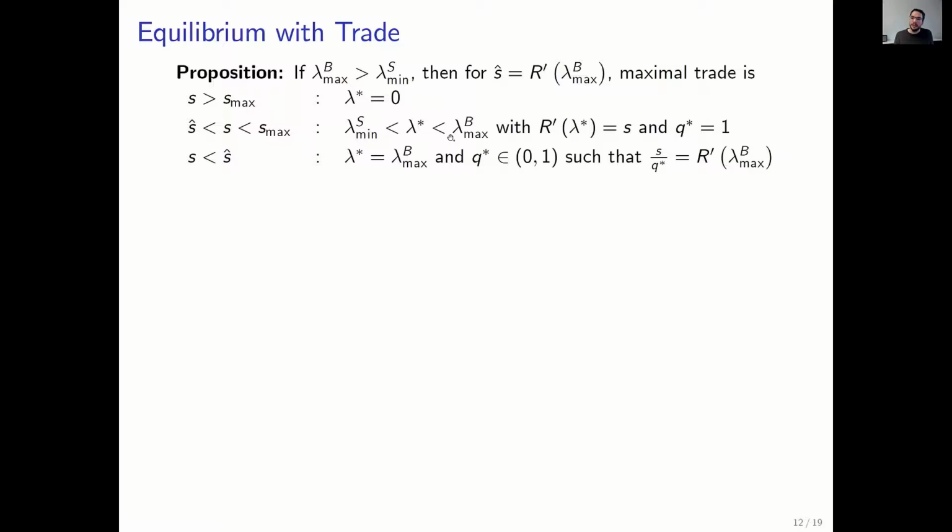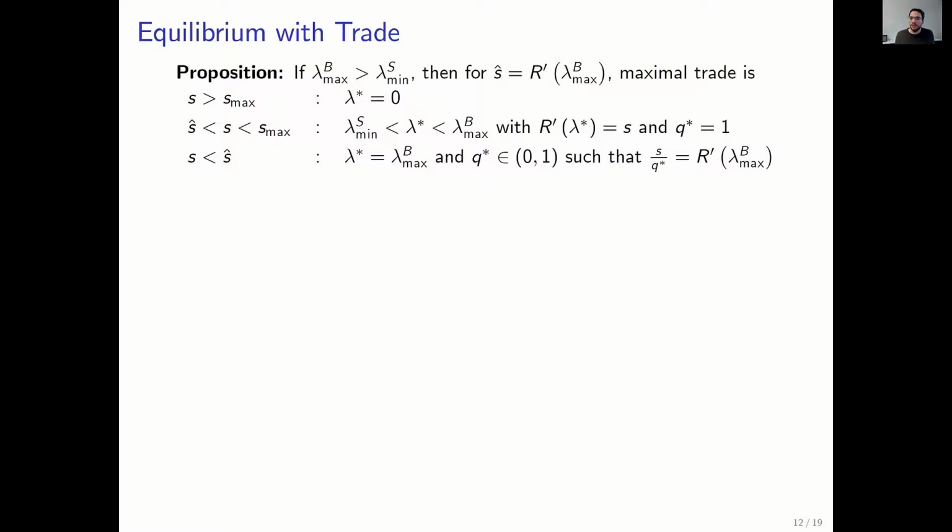However, as S decreases, so it becomes cheaper and cheaper for the seller to recruit bidders, the seller will recruit more and more. So lambda star will increase further and further until it hits lambda V max. At this point, lambda star can't increase anymore. So lambda star for S smaller than S hat will be fixed at lambda V max. And the bidders now become cautious to enter. Q star is between 0 and 1.